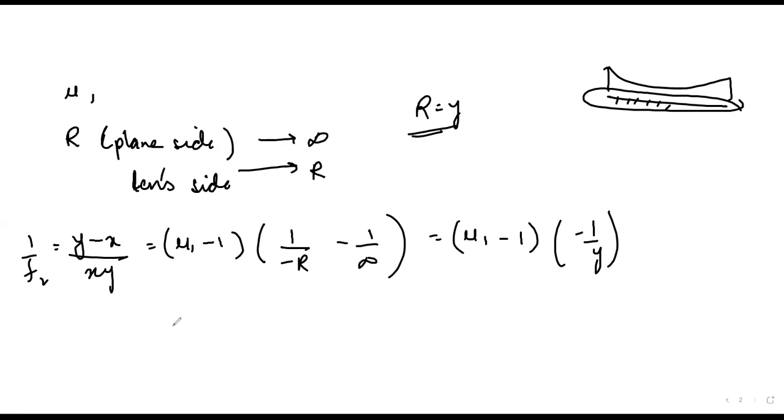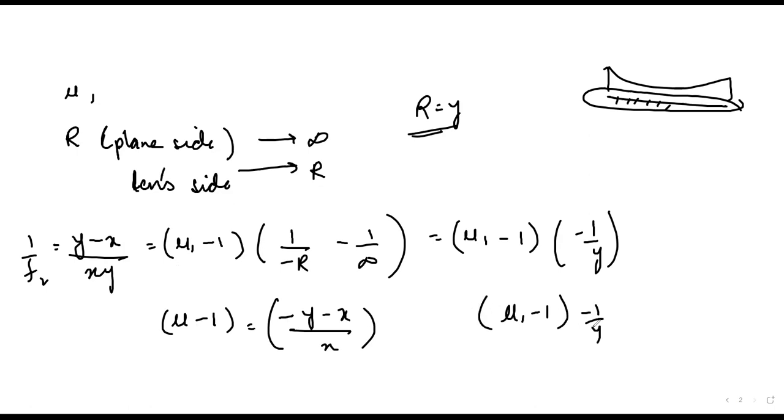So now see, now you have mu1 minus 1. This is equal to what? Just multiply the y over here, or you can simply take the negative of y minus x by x. Now you already have a relation: mu1 minus 1 multiplied by minus 1 by y is equal to y minus x by xy. So just simplify it, take the rest of the terms over here and find out what mu1 is in terms of x.